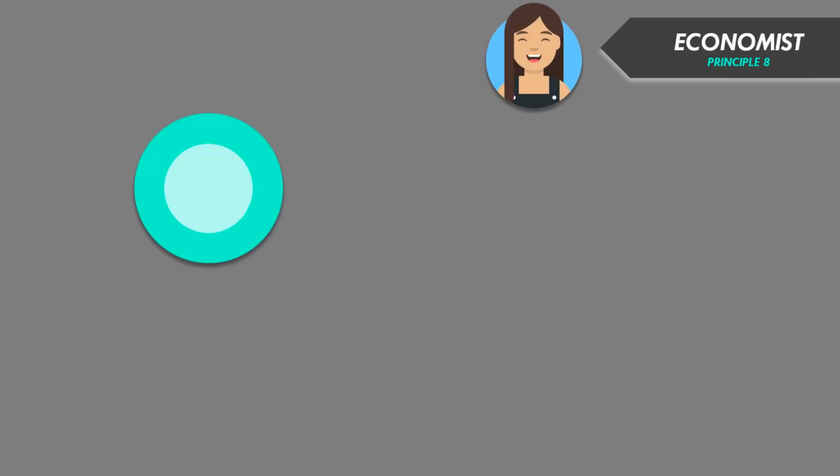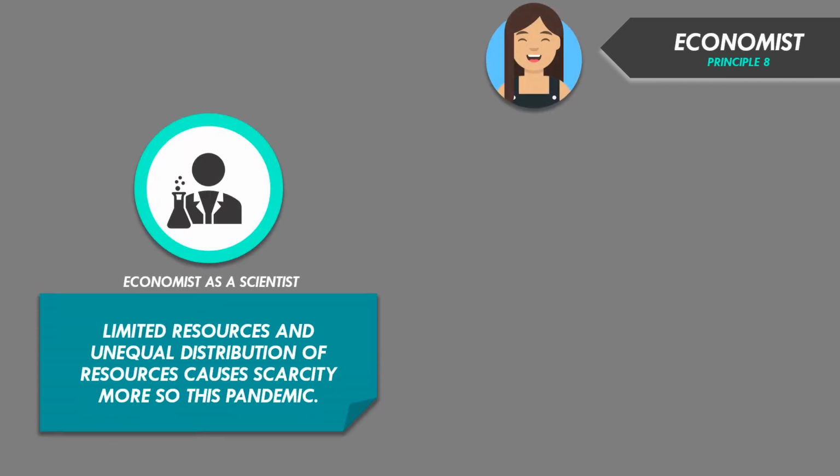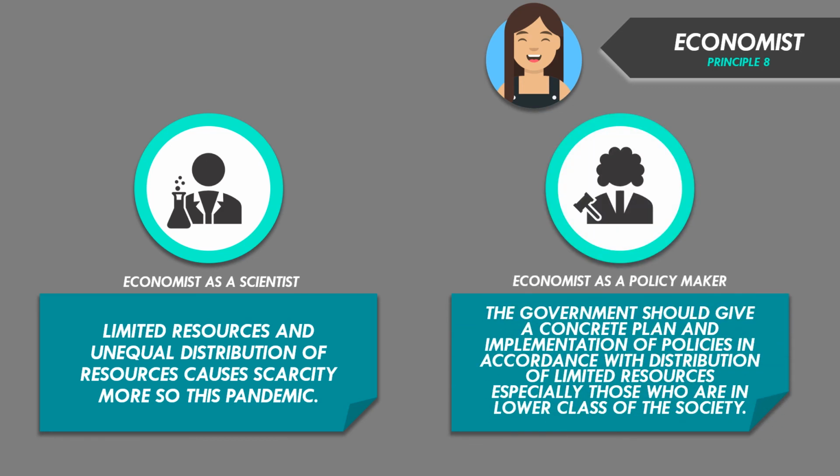The economic scientist approach will be that limited resources and unequal distribution of resources cause scarcity, more so in this pandemic. On the other hand, the economic policymaker approach will be that the government should give a concrete plan and implementation of policies in accordance with the distribution of limited resources, especially for those in the lower class.